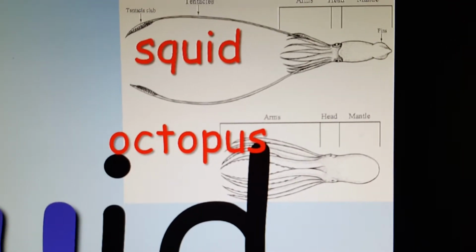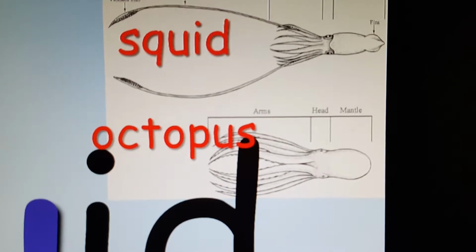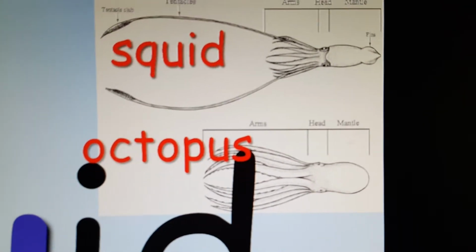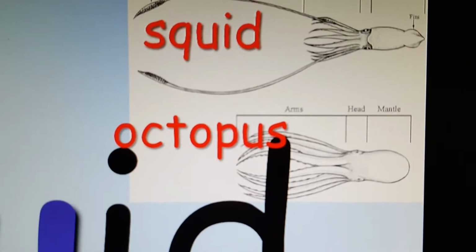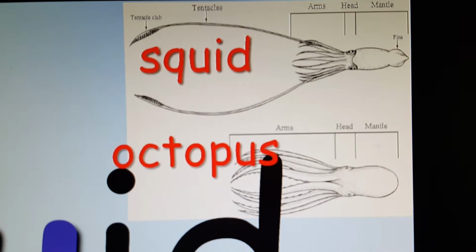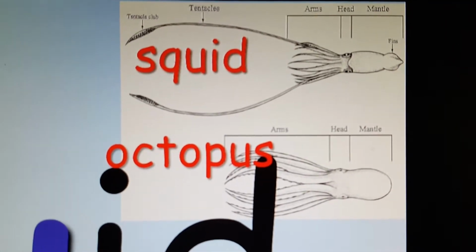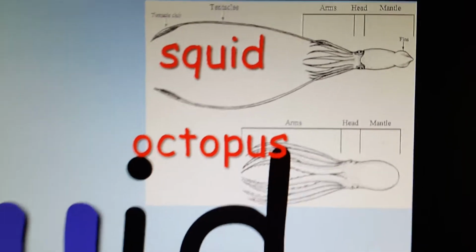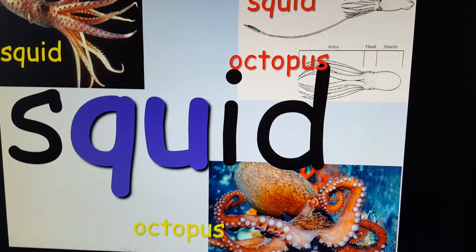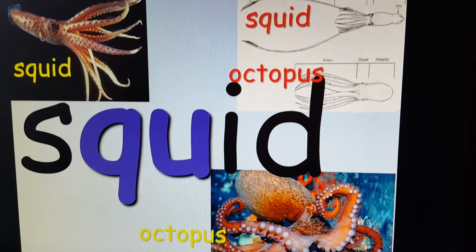Octopus always are by themselves. I didn't know that about octopus, but they like to live alone. And squids can either live by themselves or they can be with other squids, and they call that a school of squids. We call it a school of fish too, but a school of squids. Now, isn't that interesting? I just didn't know how to tell the difference between a squid and an octopus. But now we know, don't we?